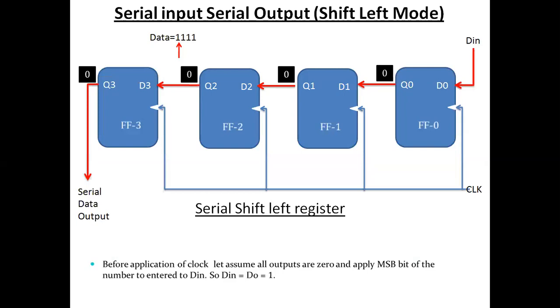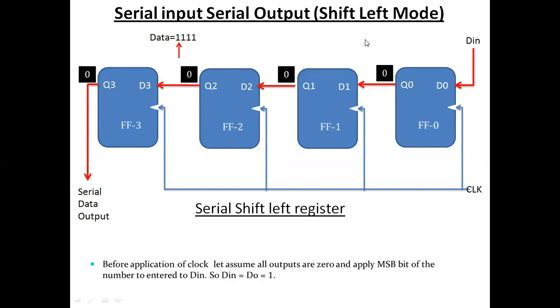Now serial in, serial out. Here we consider left shift operation. That is, data is shifted from right side to the left side. So here all the flip-flops are connected serially. Output of one flip-flop is connected to the input of the next in this way. 4 flip-flops are connected. We would like to store a 4-bit data 1010.